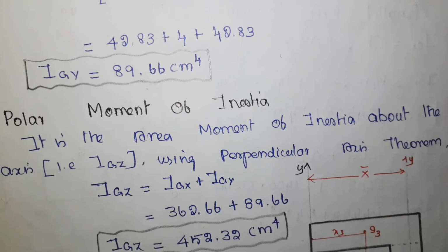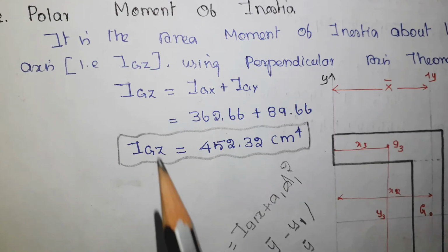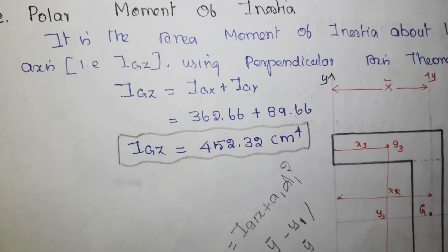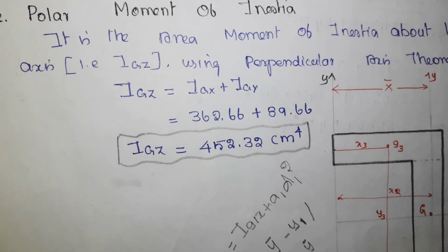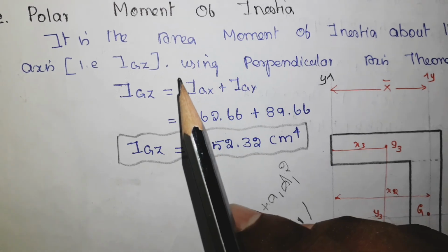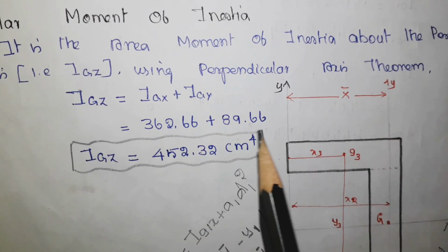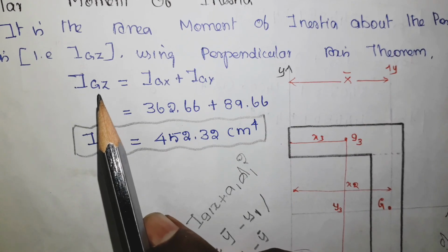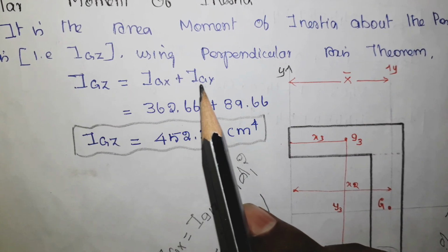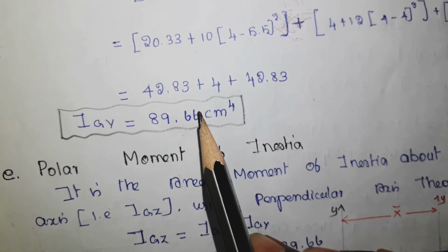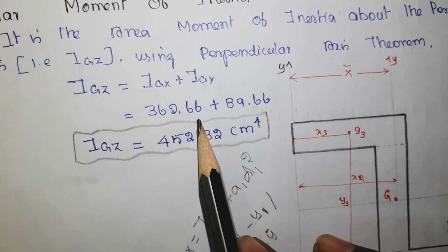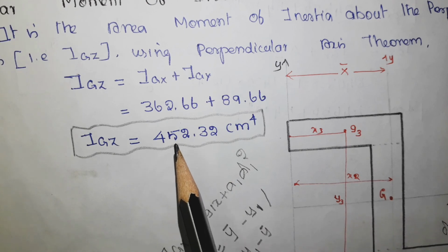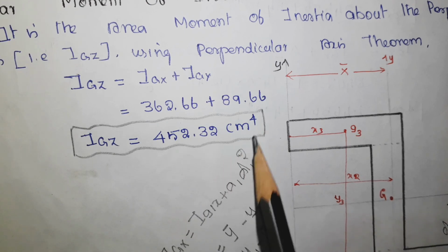The second one is the polar moment of inertia. The polar moment of inertia is nothing but the moment of inertia with respect to the z axis. So I am going to use the perpendicular axis theorem, which is igz equals igx plus igy. Substitute the values into this equation, and we will get the final answer as 452.32 centimeter to the power 4.